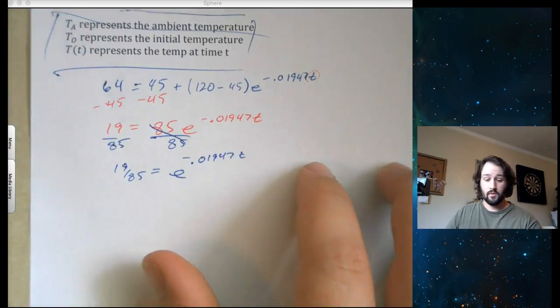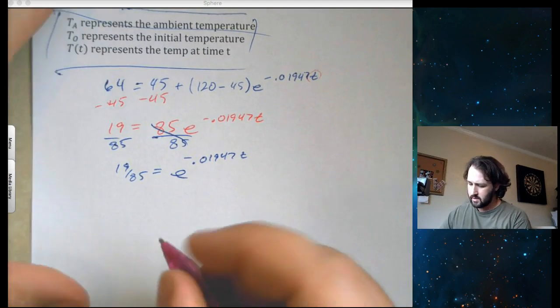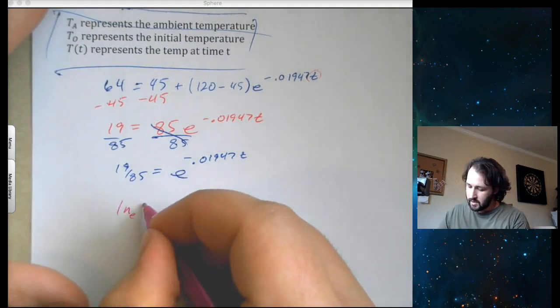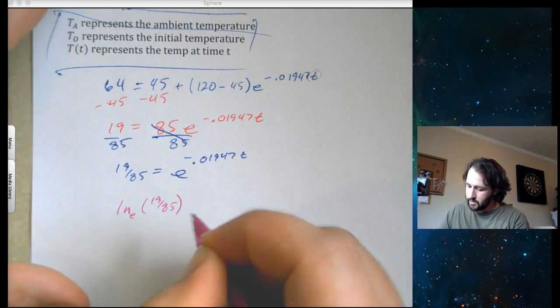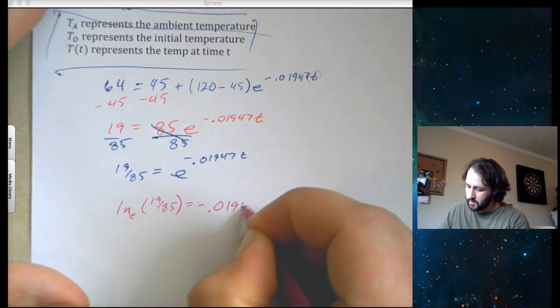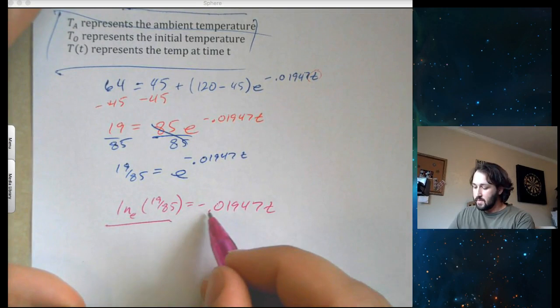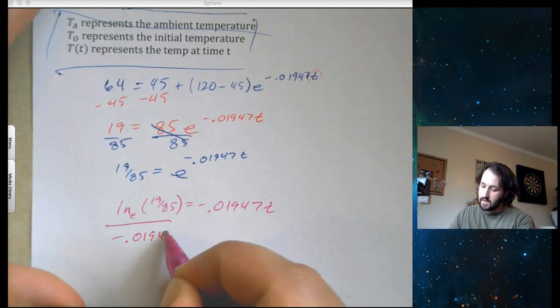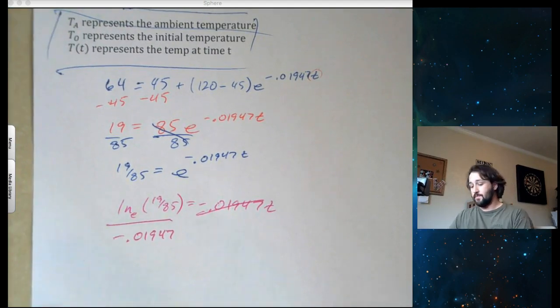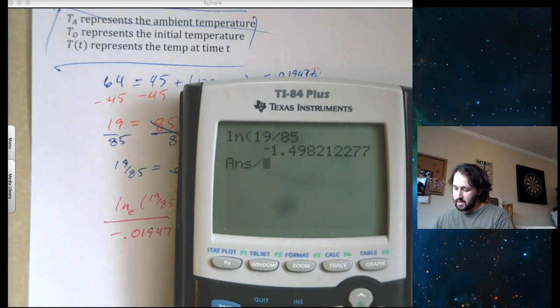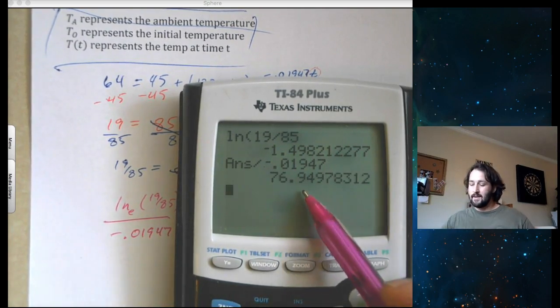So I need to rewrite this in log form. Wow, this video is already longer than the last one. Dang. So base e, so natural log then, because natural log's base is e, of the other side. So 19 over 85 equals my exponent, so negative 0.01947 t. I'm going to type that all in the calculator, and then I will divide everything by this negative 0.01947 to get time by itself. So, typing that in. ln, 19 divided by 85, and then I'm going to divide that number by that negative 0.01947. So I get 76.95.